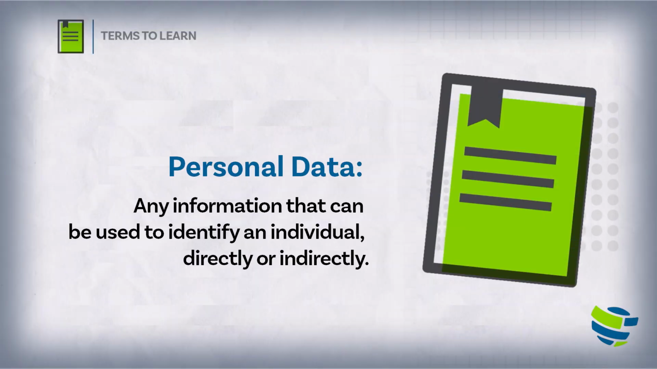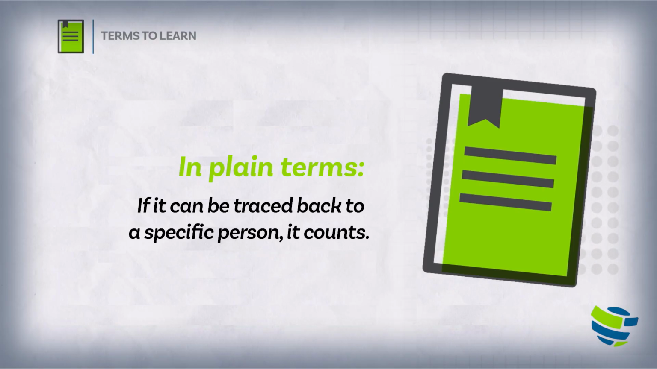To spot privacy risk in an audit, you need to know what you're looking for. That brings us to our next term to learn, personal data. Personal data is any information that can be used to identify an individual directly or indirectly. That includes obvious things like names and email addresses, but also less obvious things like device IDs, location data, or combinations of details that together point to one specific person. In plain terms, if it can be traced back to a specific person, it counts. During any audit, when you see data being collected, stored, or shared, train yourself to ask, is this personal data? Because if it is, privacy controls should be in place.